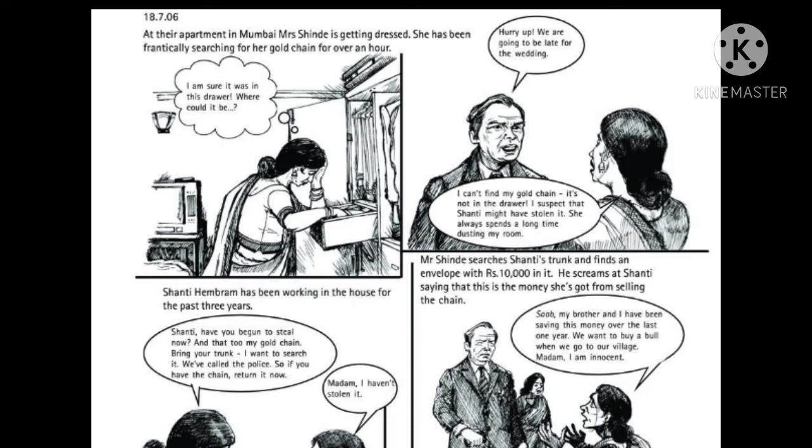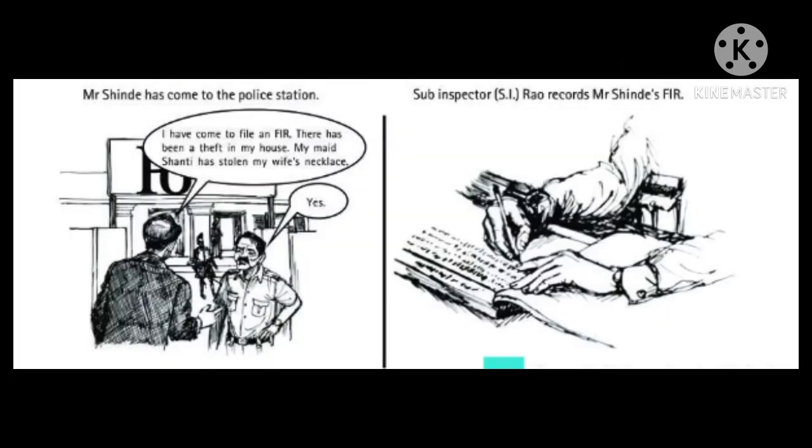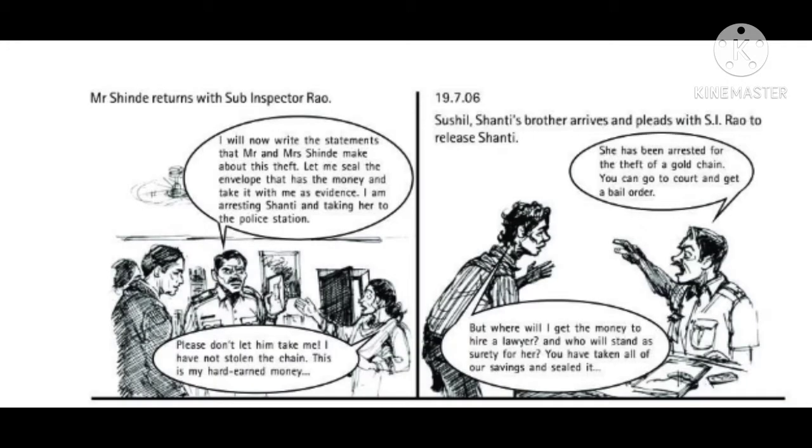Shanti Hemram has been working in this house for the past 3 years and she has a trunk in their home as well. So Mr. Shinde searches Shanti's trunk and finds an envelope with rupees 10,000 in it. He screams at Shanti saying that it is the money she got from selling the chain. Mr. Shinde goes to the police station and they file an FIR.